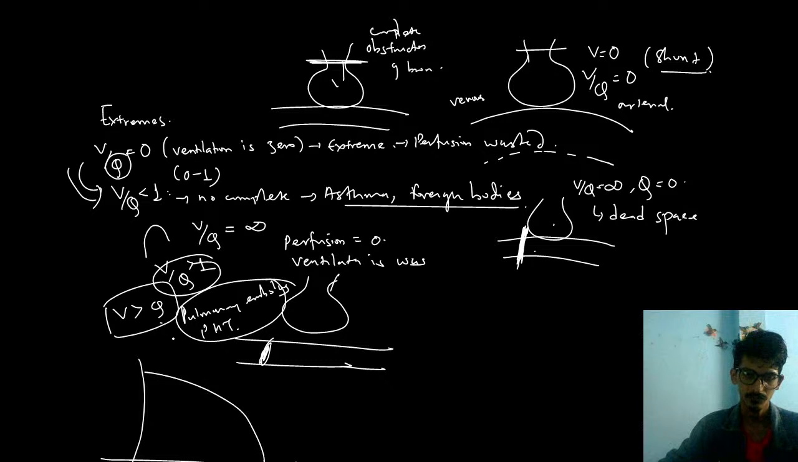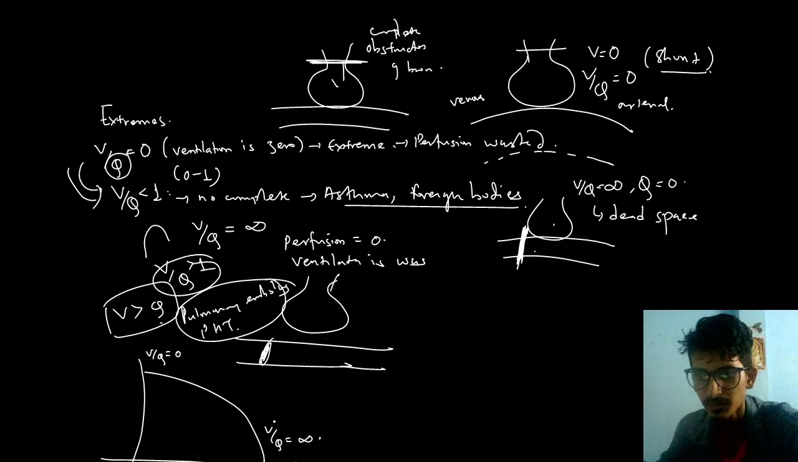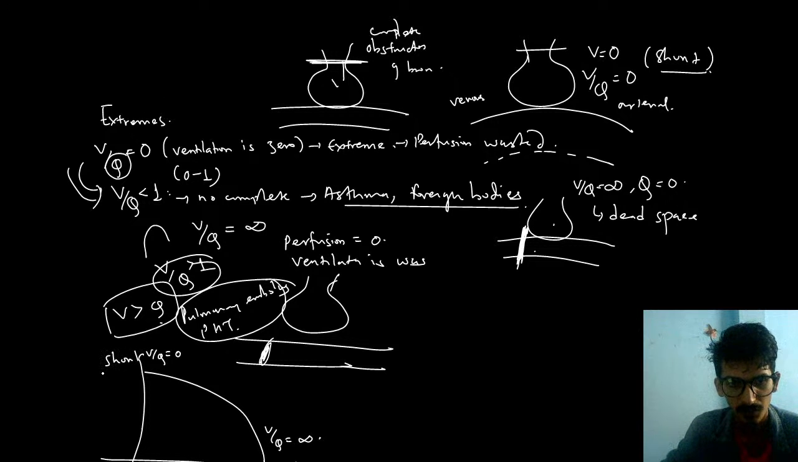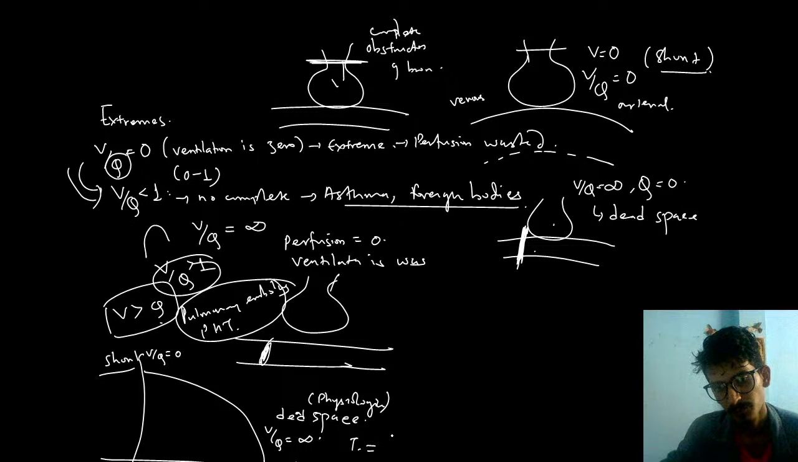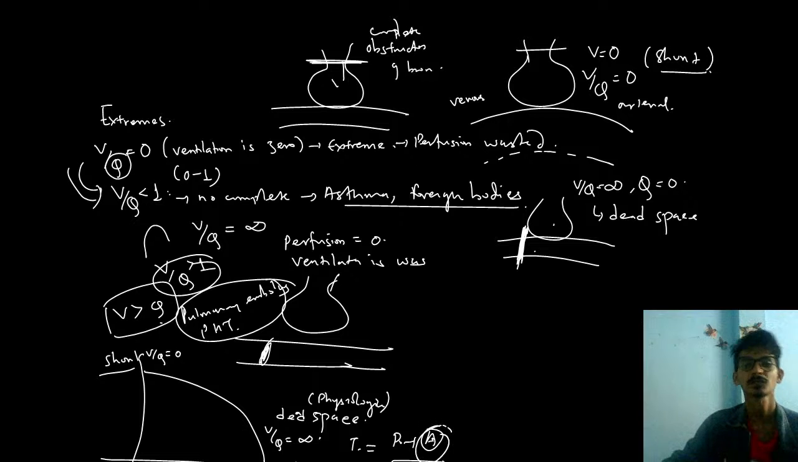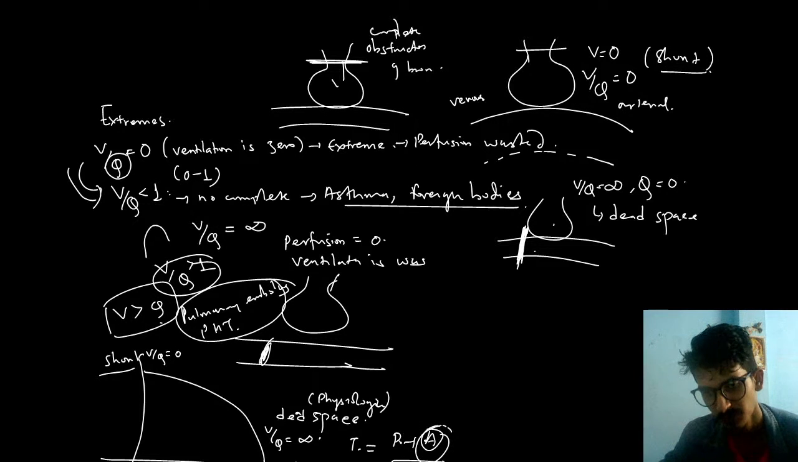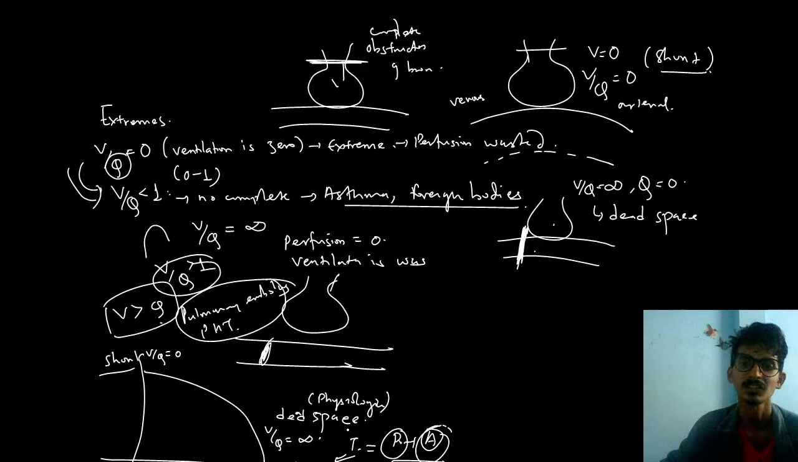So if I plot a graph, V/Q 0 means I have a shunt, and V/Q infinite means we have a dead space. And we have already talked that this is now a physiological dead space. Total dead space is physiological dead space plus anatomical dead space, but in a normal person we only have anatomical dead space. I mentioned in that lecture that if there is a ventilation perfusion mismatch, there can be a physiological dead space, and that will increase the total dead space in a person.